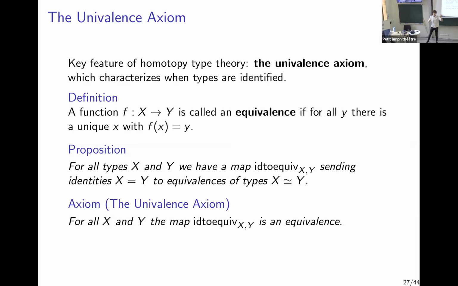So if two types are isomorphic, then they have the same properties, which is not the case in set theory, where if you have an isomorphism between two sets, then you just know they have the same number of elements. And this is the key axiom of homotopy type theory.